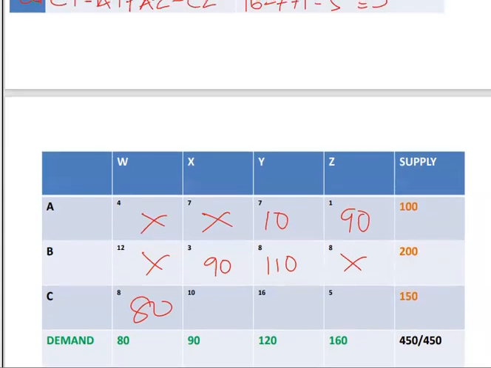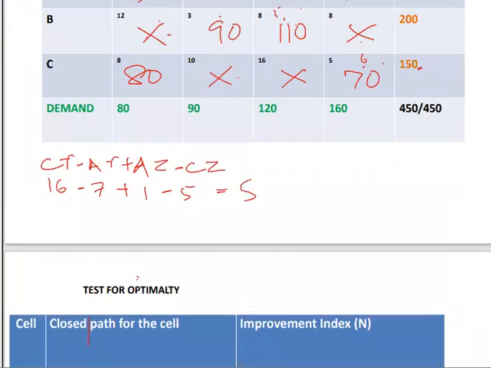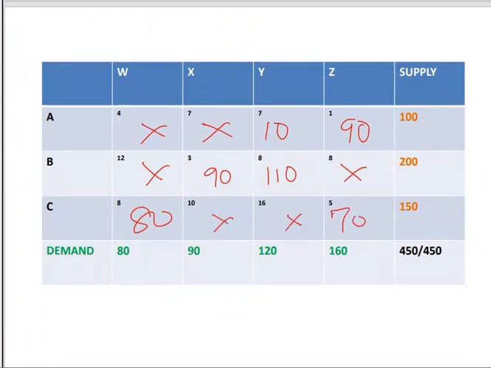So what's the other allocation under C? That's 70. Sorry, please, I still want to ask a question. I joined late when we were doing stepping stone. How do we allocate this 10, 90, 110, 70, and 80? How do we allocate it? I was around yesterday. We did it yesterday. It's the same thing we did yesterday.